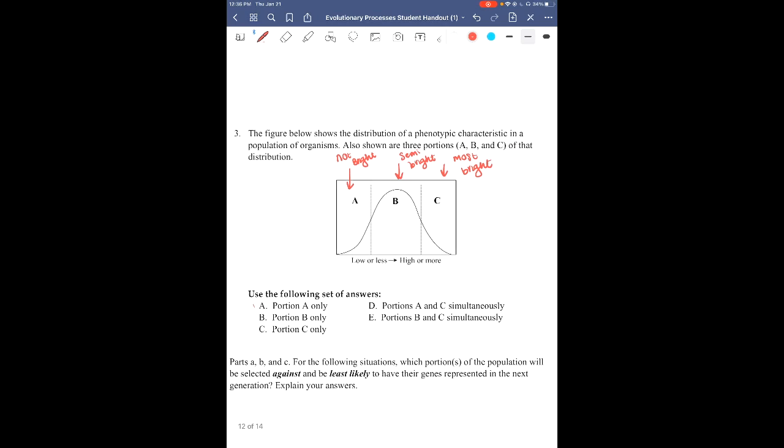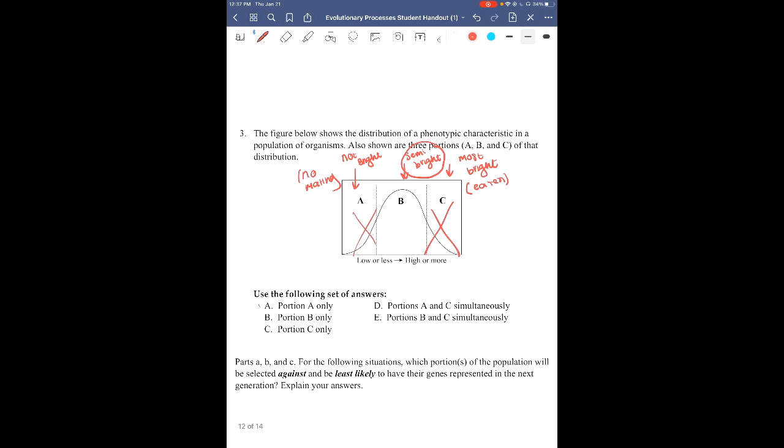The reason that it's selecting against A and C is because these will get eaten really fast. Because they're super bright, they're going to get eaten really fast. So this population will die over time. And then part A is not the brightest. These are not going to be able to find mates, so no mating. So these will die off. So B is what you're going to start producing in later generations. But the question is asking which ones will be selected against. So C and A will be selected against.